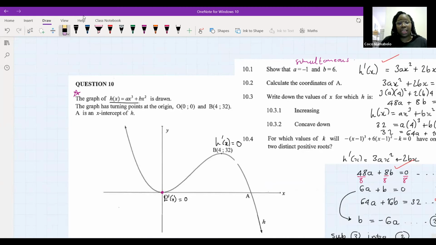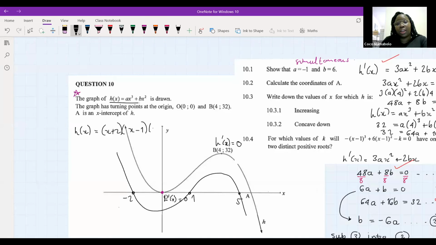Okay, like I was saying, if they gave us a graph that cut the x-axis, let's say, for instance, this was -2, that was 1, and that was 5. I automatically know that I can go h of x is equal to a(x plus 2)(x minus 1)(x minus 5). There's an a missing there. I can solve for a, and when I FOIL out, when I multiply out, I'm going to find my values for b and c.